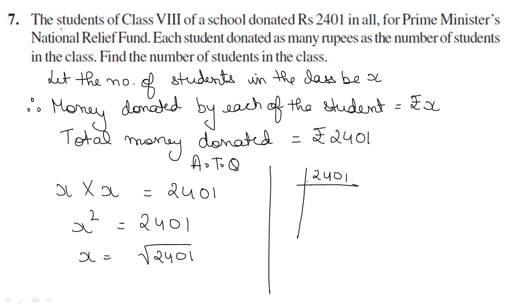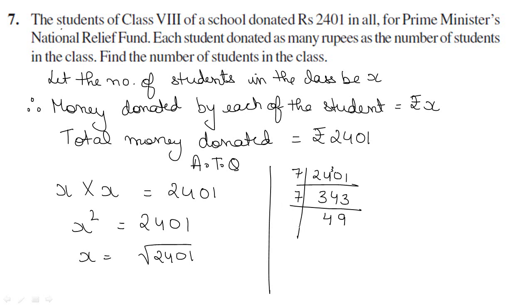Yes, it will go on the table of 7. Now 7 3s are 21, we are left with 3, 30. 7 4s are 28, we are left with 2, 21. 7 3s are 21. Again it will go on 7. 7 4s are 28, 7 9s are 63. Again on 7, 7 7s are 49 and 7 1s are 7.